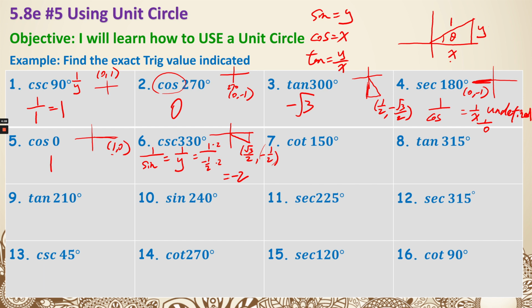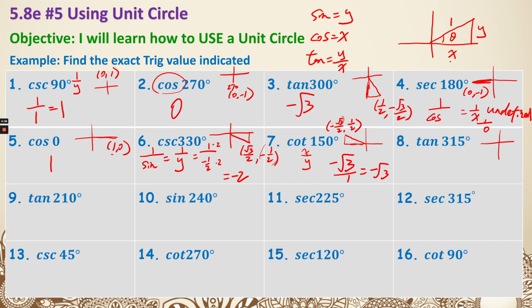Number 7, cotangent 150. So 150 degrees is right here, closer to 180, which means your x is going to be the long leg. So this has to be the point, negative square root of 3 over 2, comma, 1/2. In that case, cotangent is x over y, so it's got to be the negative square root of 3 over 1, which is negative square root of 3.